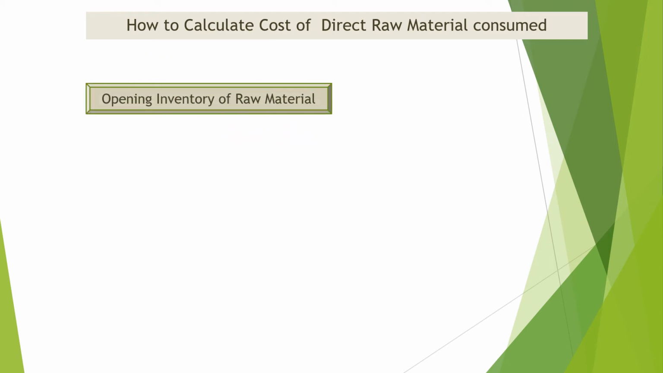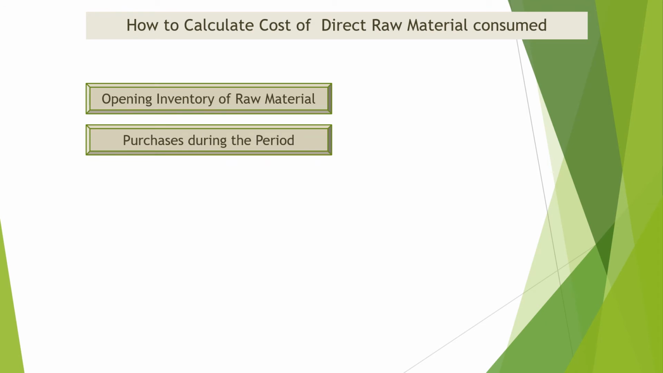First, we will take the opening inventory of raw material. This is the closing raw material inventory of last period, which will be the opening raw material balance in hand in the current year.